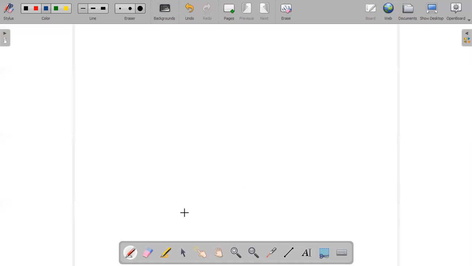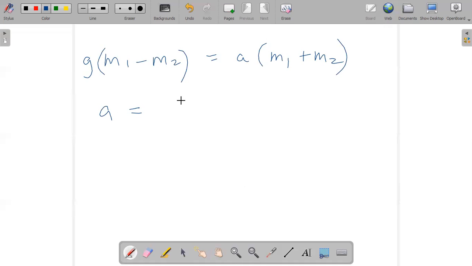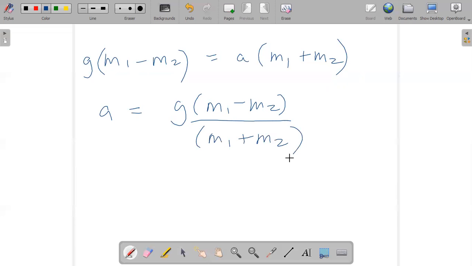Okay, now let's see. Am I recording? I hope. Yeah, I'm recording. All right, so we were at M1. I'm going to take the G's out, G times M1 minus M2 equals, and I'm taking the A's out, A times M1 plus M2. And I'm solving for A: A equals G times M1 minus M2 divided by M1 plus M2. All right, and that's that.